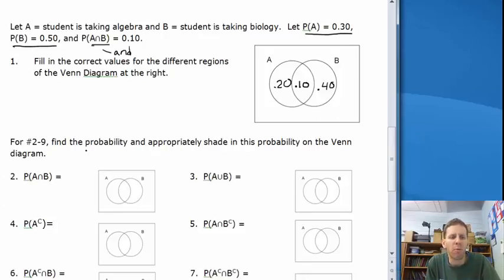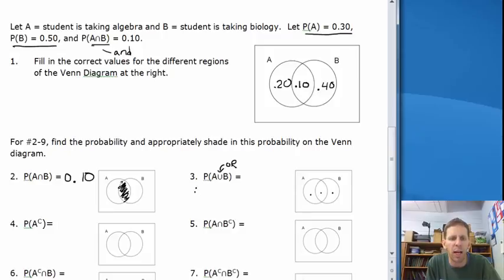In problems 2 through 9, we're supposed to find the probability, appropriately shading the probability on the diagram. So the probability of A and B we've already dealt with is this region right in here in our diagram, and we've already established that this region here is 10%. For number 3, the probability of A or B, this is the term A union B or A or B, can be thought of to mean a few things. You could take it to mean anything that's inside the crescent region, this intersect region, or this region here.